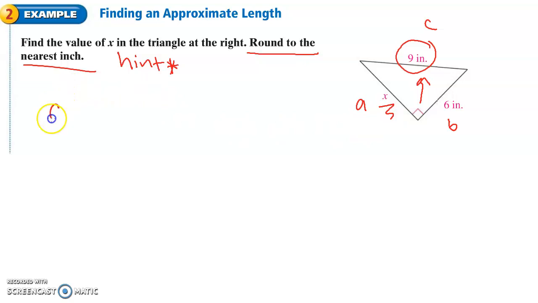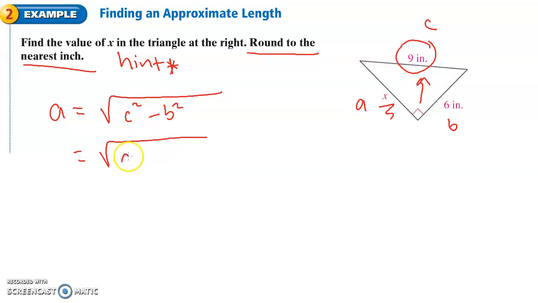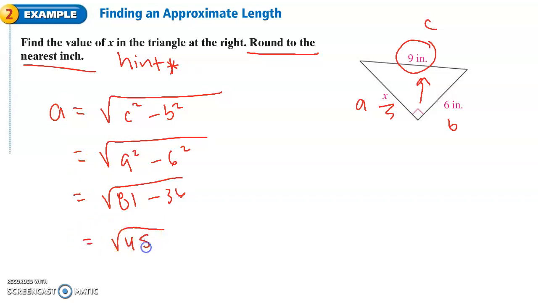So the formula that we should use is A is equal to the square root of c squared minus b squared, which is equal to the square root of 9 squared minus 6 squared, which is equal to the square root of 81 minus 36. And if I go ahead and subtract 81 minus 36, I get the square root of 45.